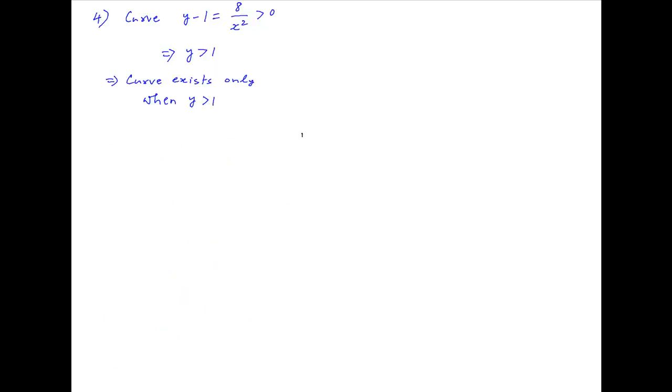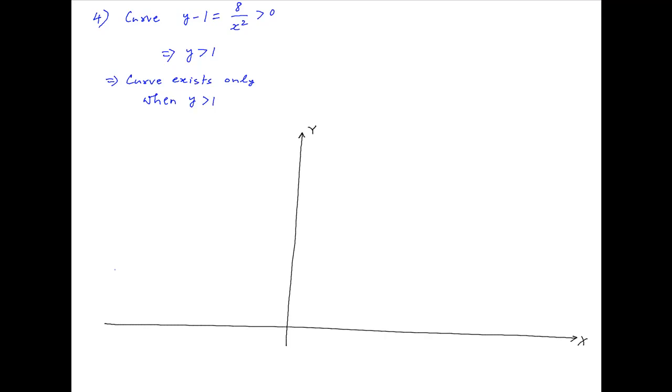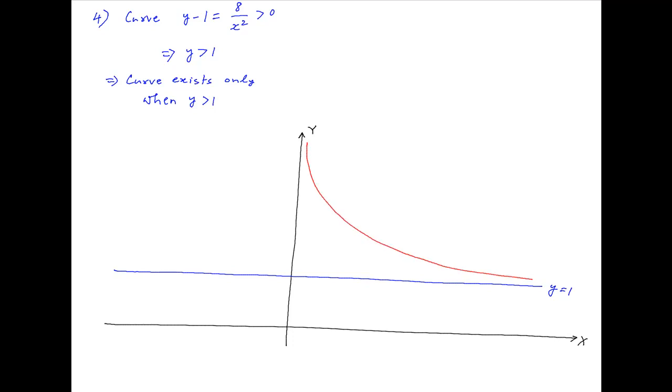Now, plotting this curve on the Cartesian plane, the curve lies above the line y is equal to 1 shown here. As x tends to 0, y tends to infinity, and as x tends to infinity, y tends to 1. The curve is symmetrical about the y-axis as well. Now we are interested in the area bounded by the curve, the x-axis, and the ordinates x is equal to 2 and x is equal to 4.